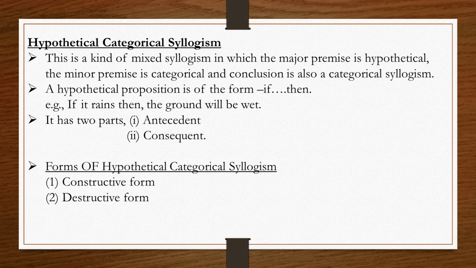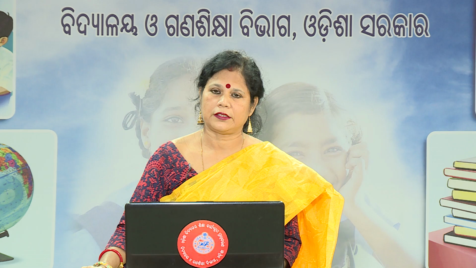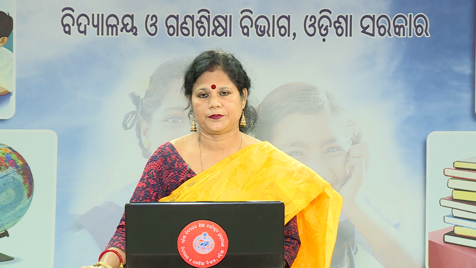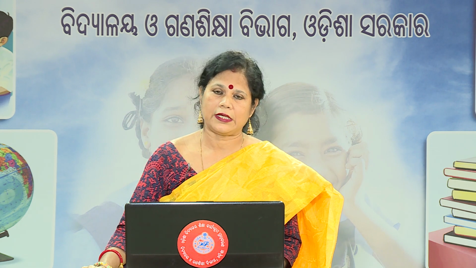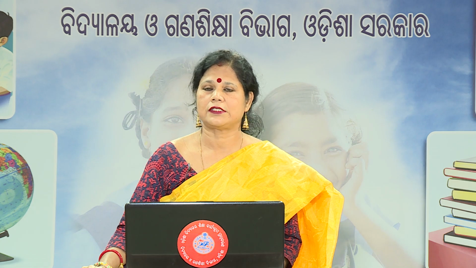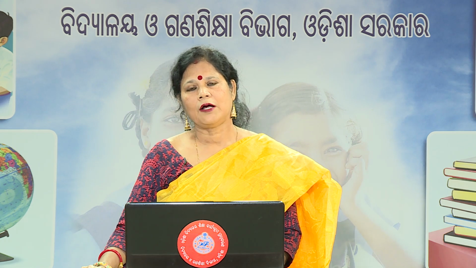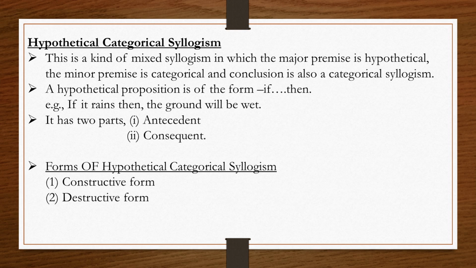Now, the hypothetical proposition is your major premise. The form of the hypothetical proposition is if then. If A is B, then C is D. So, it contains two parts. One part is A is B, second part is C is D. Out of these two parts, the first part is known as antecedent and the second part is known as consequent.